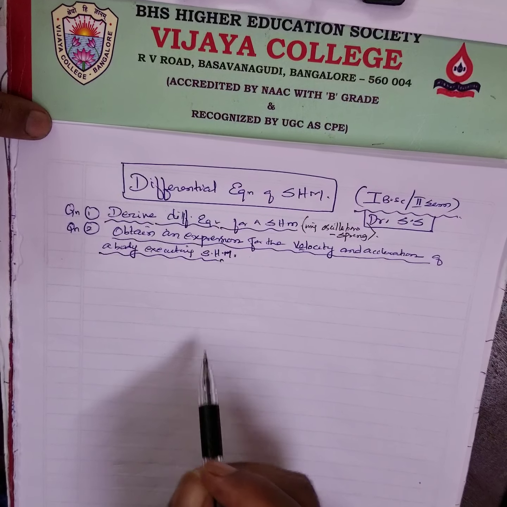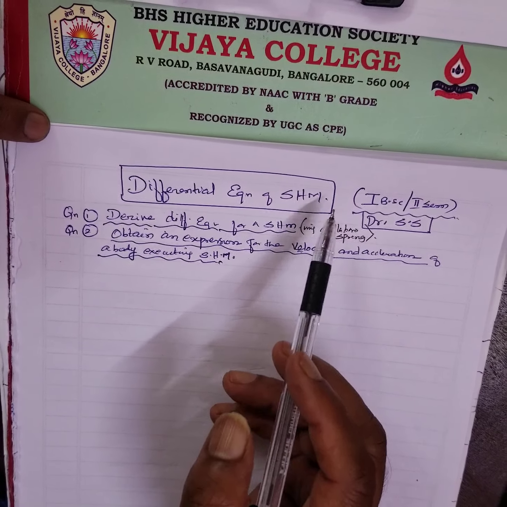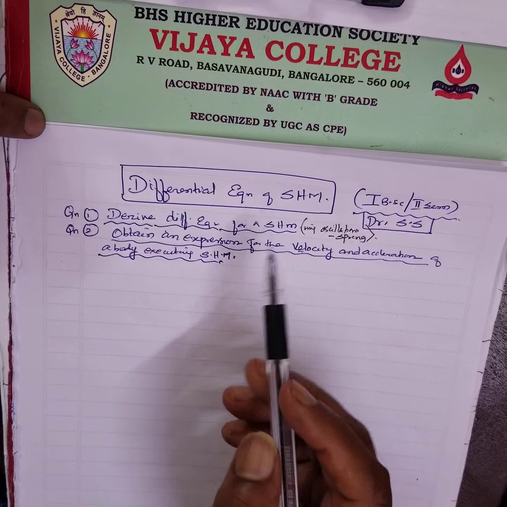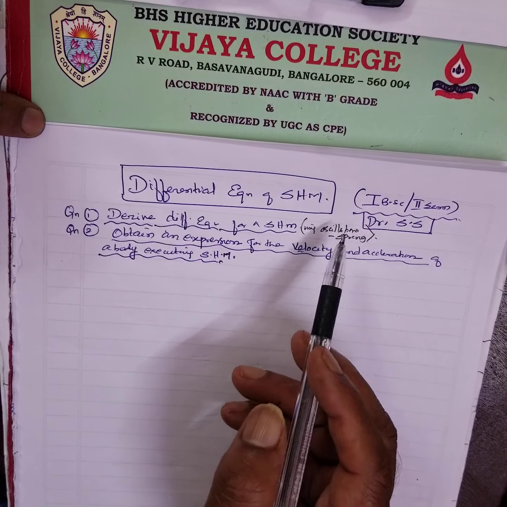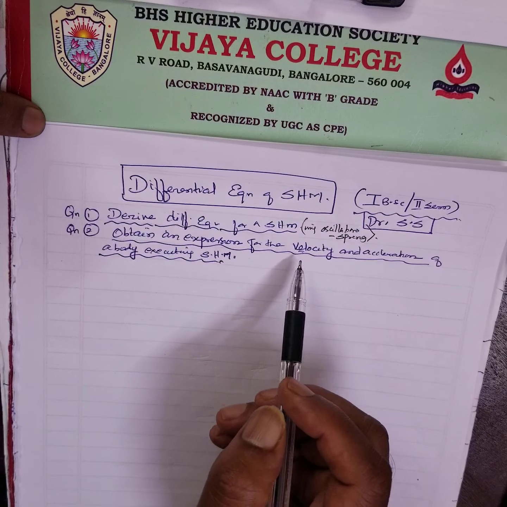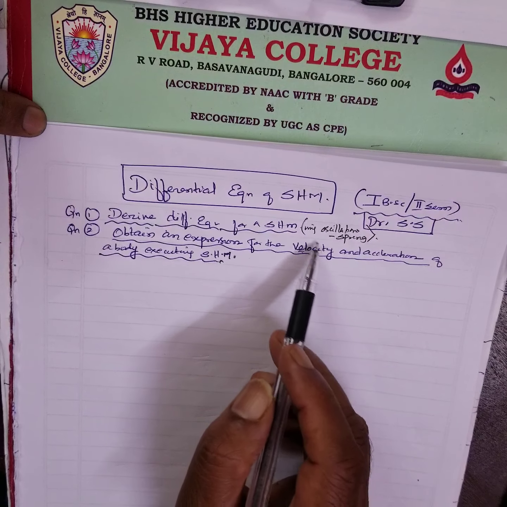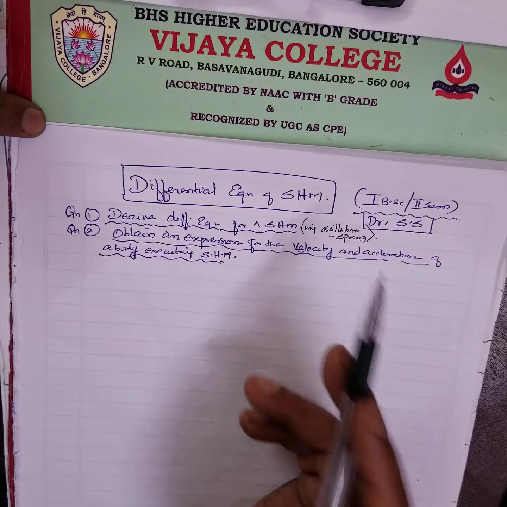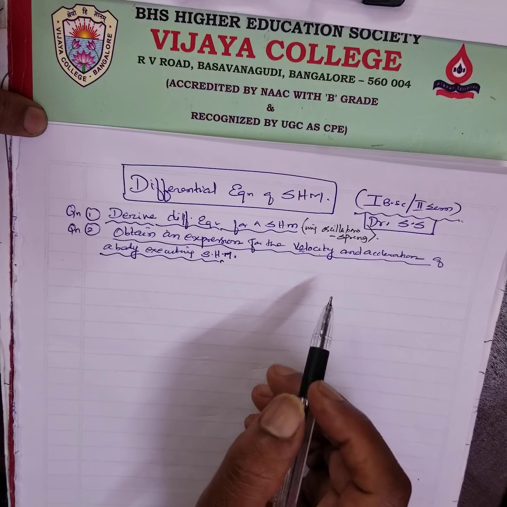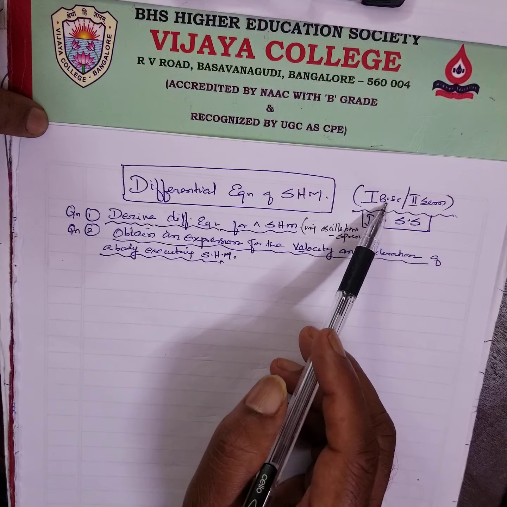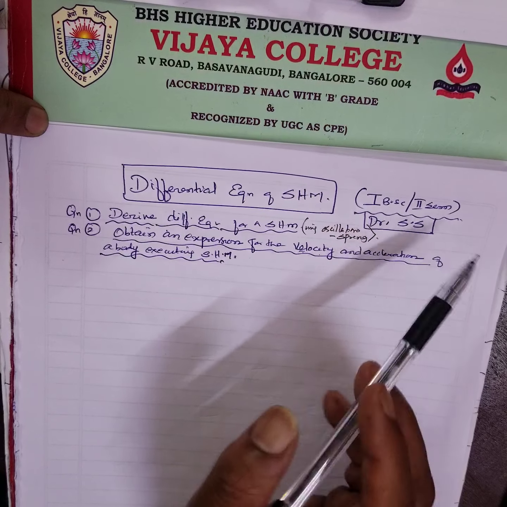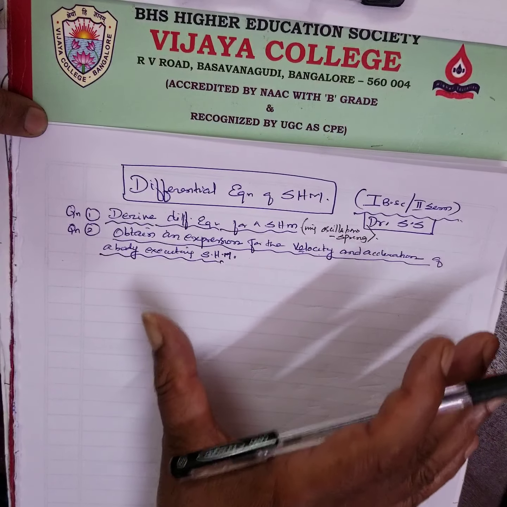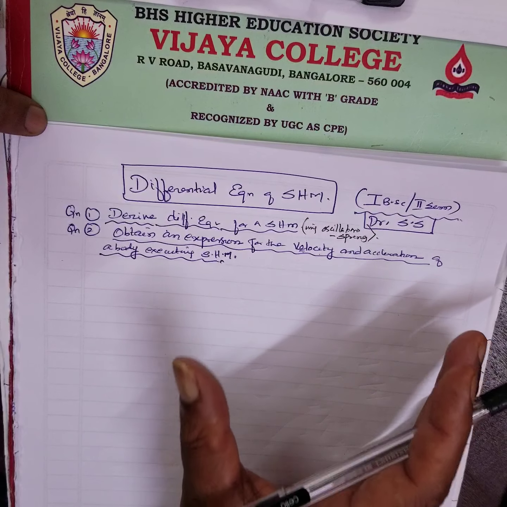Students, this is a differential equation of simple harmonic motion. We have to derive an equation, and from the differential equation find out the velocity, acceleration and displacement of the simple harmonic motion. Normally it comes for first year BSc or second semester throughout in India. This is a simple question. They'll ask you for 3 marks or 5 marks, it depends.